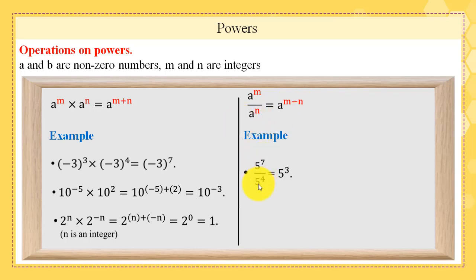Example, 5^7 over 5^4 equals 5^(7-4), which equals 5^3. Also, 10^-5 over 10^-1 equals 10^(-5 - (-1)), which equals 10^(-5+1), which equals 10^-4.